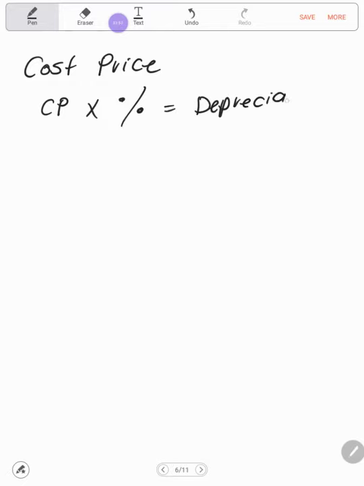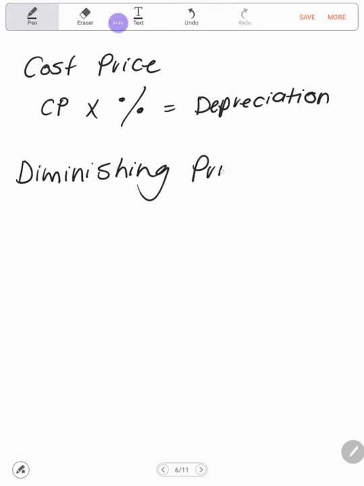If you think of a hungry lion that cannot wait to eat, he is going to pounce on the prey almost immediately. So that is how cost price is. You just take your cost price and immediately multiply it by the rate in order to get your depreciation. The diminishing balance method is the longer method.